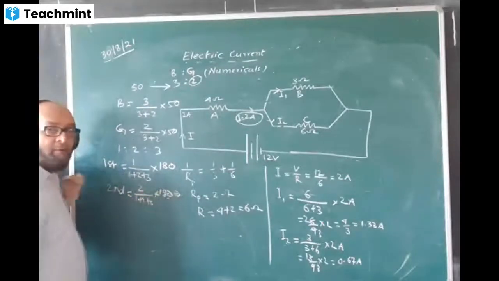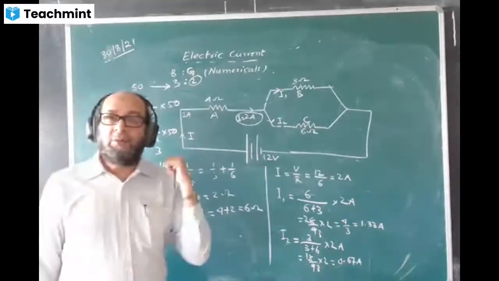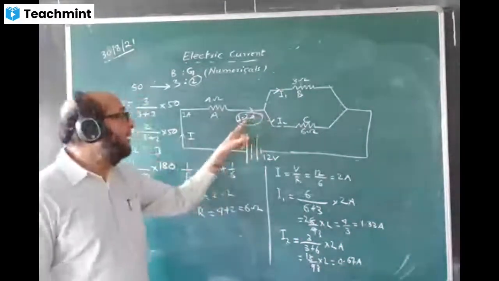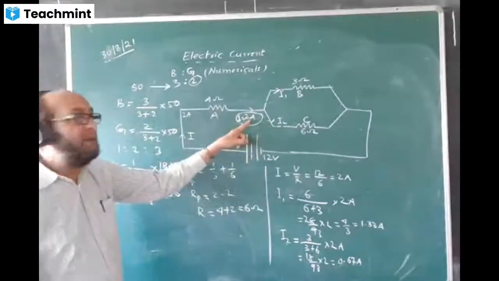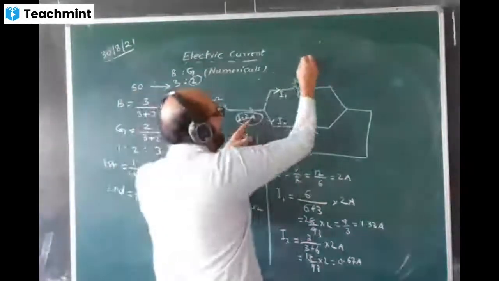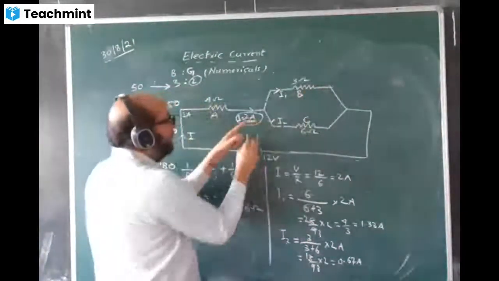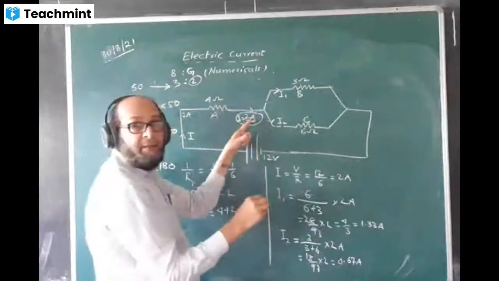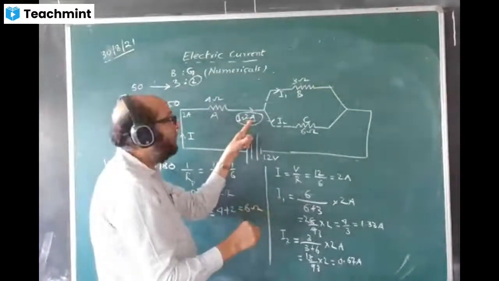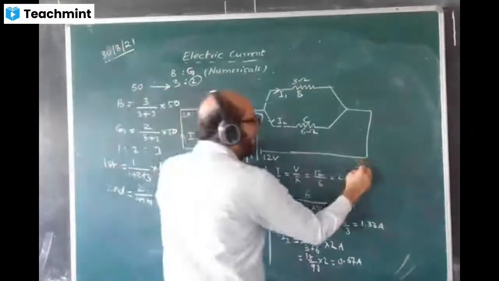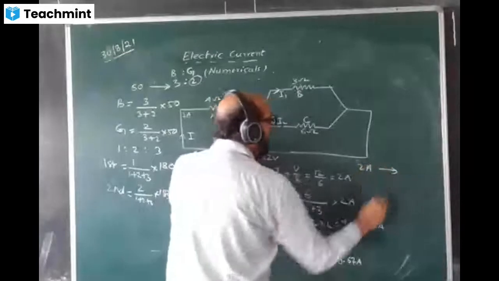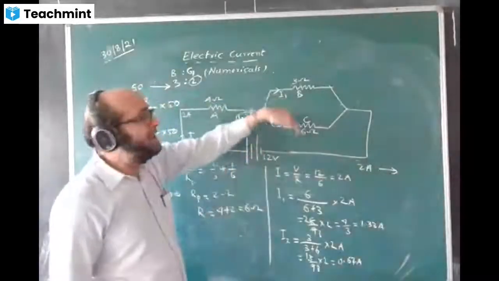I think you know this method, no? Have you understood now? Same logic is applied here. How much current do we have here? What is the total current we want to divide? 2 ampere. We are dividing the 2 ampere in the ratio of resistance.